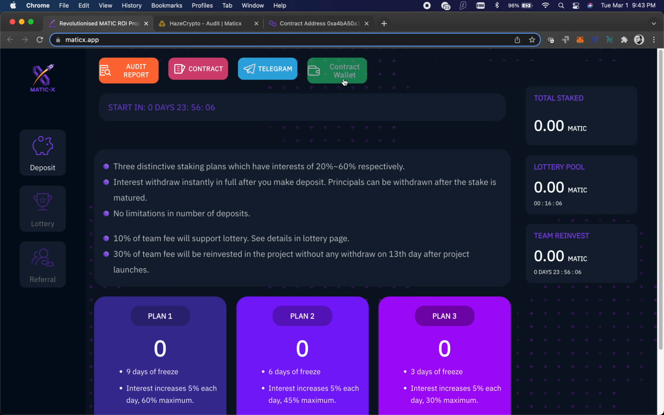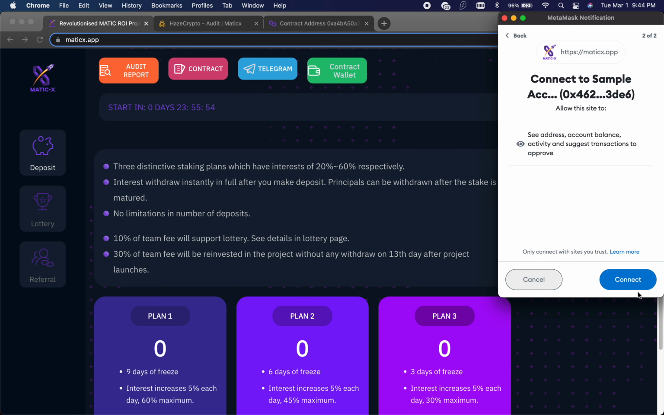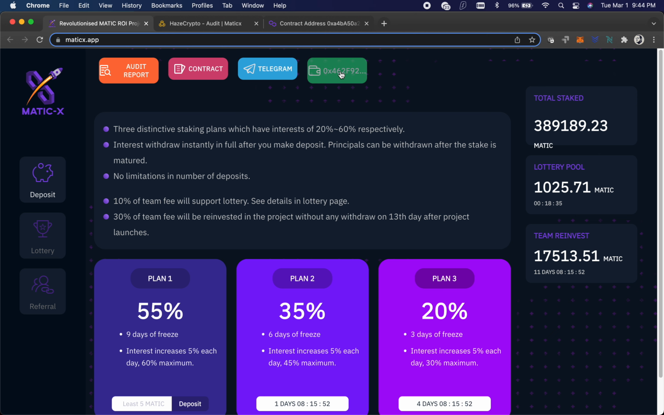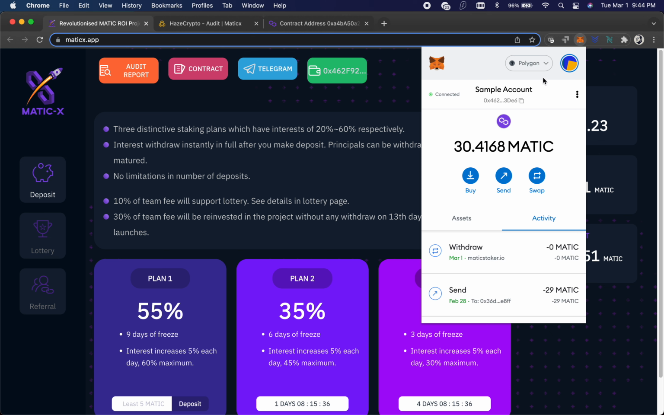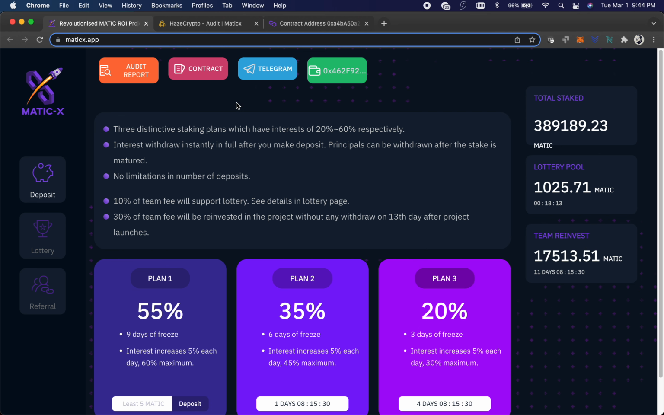For instance, just connecting the wallet, it's spelled wrong. Contract wallet, that's not what that's supposed to be. The other thing is, if I do connect my wallet, let's go ahead and connect a wallet here. There's no way to disconnect this wallet. The timer goes away that shows it was going to start in a day, which is weird because it launched yesterday. And two is, if I switch to another account, refresh the page, it's still connected to the other wallet. I don't know how to undo that.